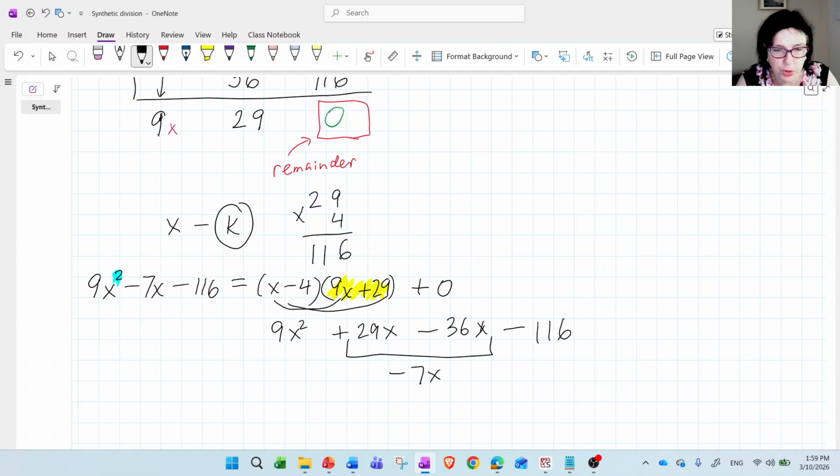And also what you can see, which is important, is that if the remainder is 0, then x minus 4 is a factor of the original polynomial. What's a factor? It's x minus 4 multiplied by something that will give you the original polynomial. So x minus 4 is a factor.